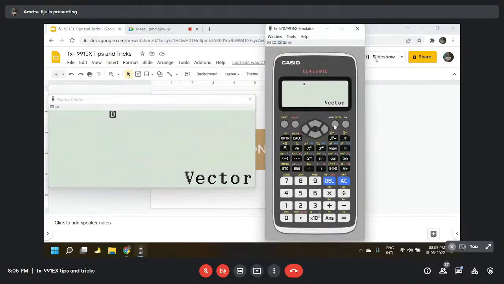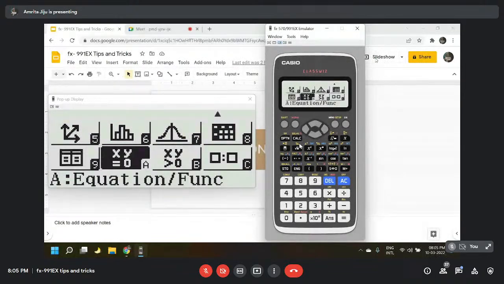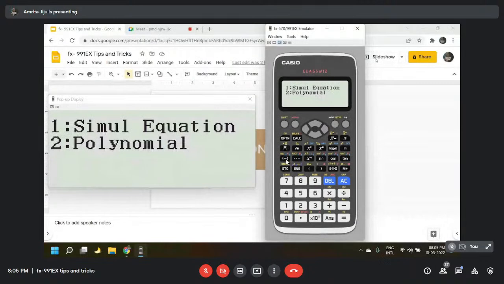Now, basically what we do in equation mode is we go to A. This is what equation is. You can hit this button to get the equation mode. You can find that there is simultaneous equation and polynomial equation. Simultaneous is basically solving a set of equations, maybe with 2 or 3 unknown variables. You have to solve a set of equations for this particular type of program. And for the polynomial function, we are finding the roots of a polynomial, like a quadratic equation or cubic equation. When we are finding the roots, we use this particular function.